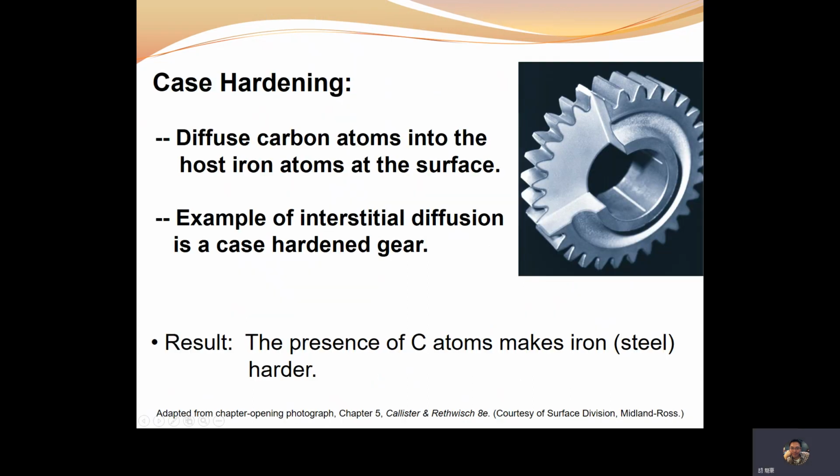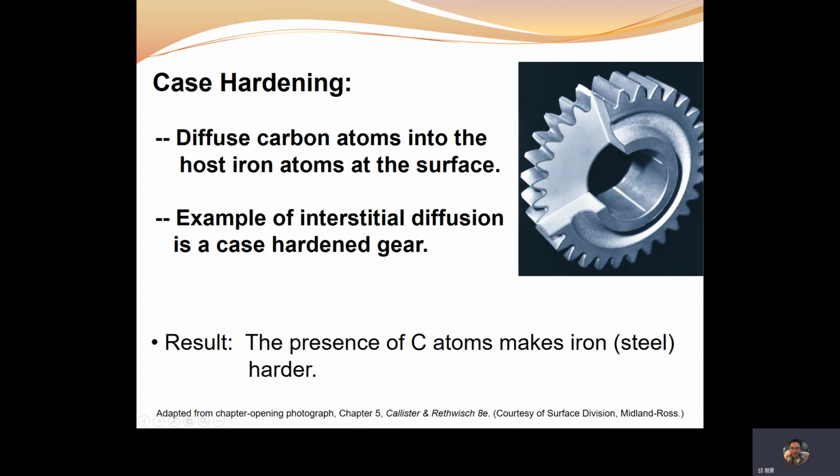Let me give an example of the hardening case. Diffuse carbon atoms into the host iron atoms at the surface. This process can strengthen the surface, surface strengthening by carbon diffusion. This carbon diffusion is an example of interstitial diffusion. The presence of carbon atoms makes iron harder, giving carbon steel. The carbon diffused into the iron to form a steel.